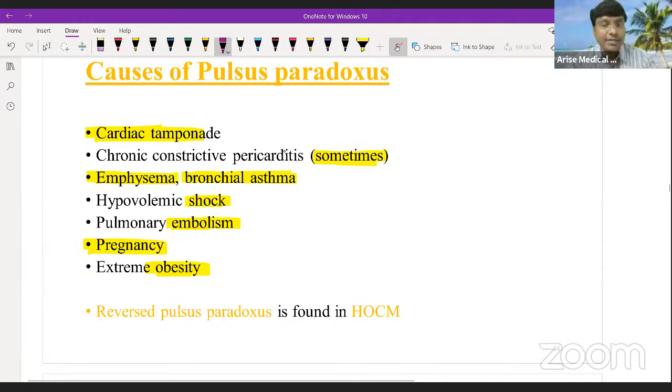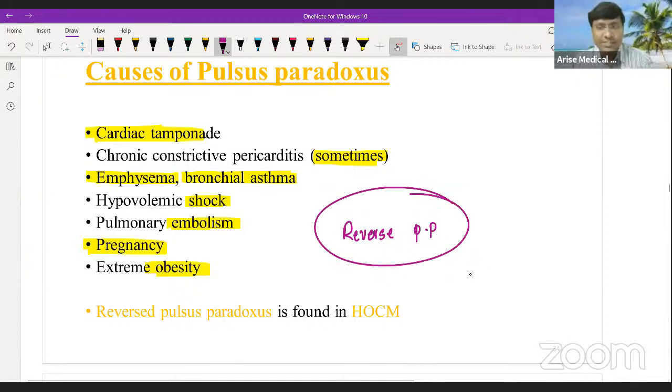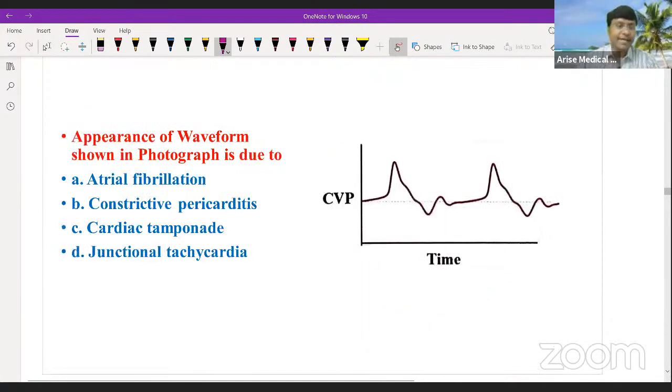And you have one more terminology that is called reverse pulsus paradoxus. Reverse pulsus paradoxus is seen in patients with hypertrophic obstructive cardiomyopathy. So that was the image related to your pulsus paradoxus.